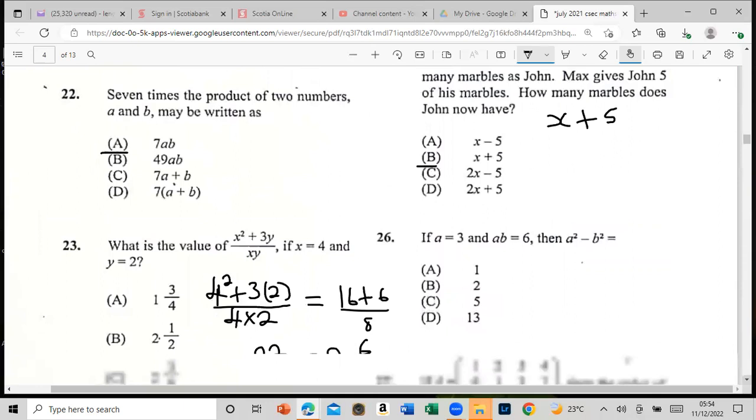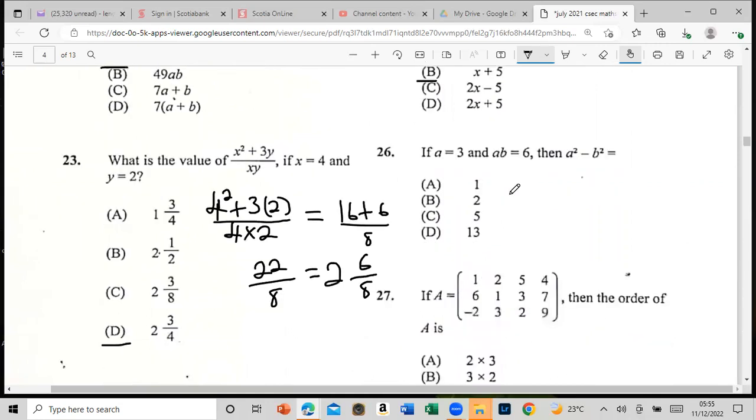If A is equal to 3 and AB is equal to 6, I'm going to find out the value of B. The value of B would be 2. So that's 3 squared, A squared minus B squared, 2 squared. That's 9 minus 4. This one is pretty easy, so that's 5.